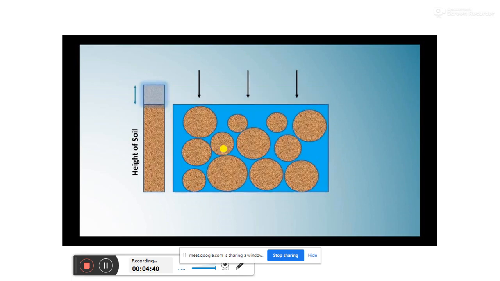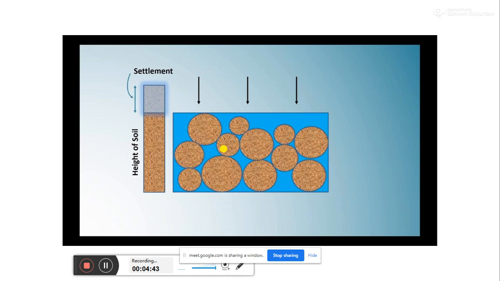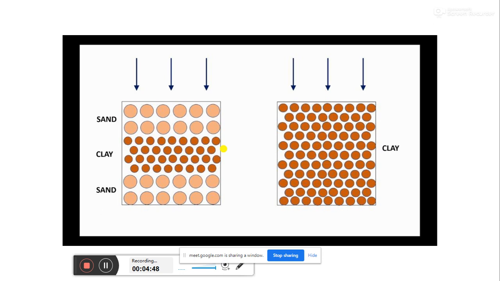So this is the phenomenon. This is called settlement due to consolidation. Now, depending upon the void spaces inside the soil, the way they dissipate may vary. Here you can see the particles of sand, clay, and a composition of sand and clay, or simply clay. Normally we handle two or three types of soils, like sandy soil and clay soil.